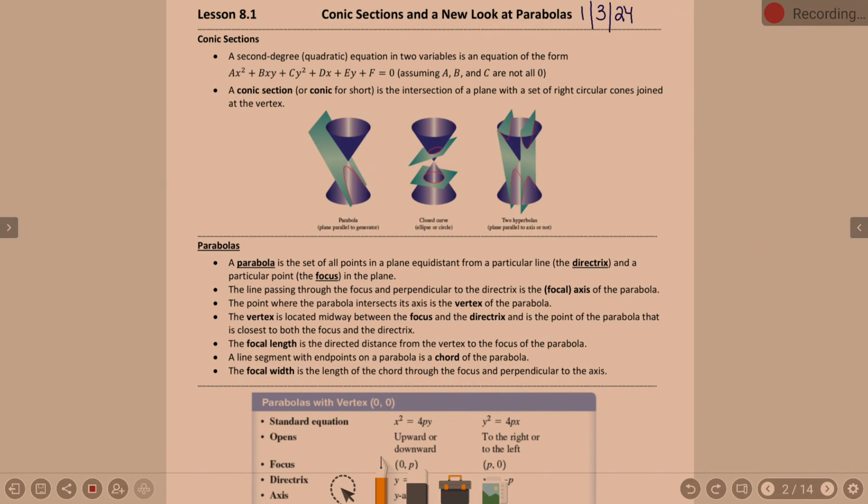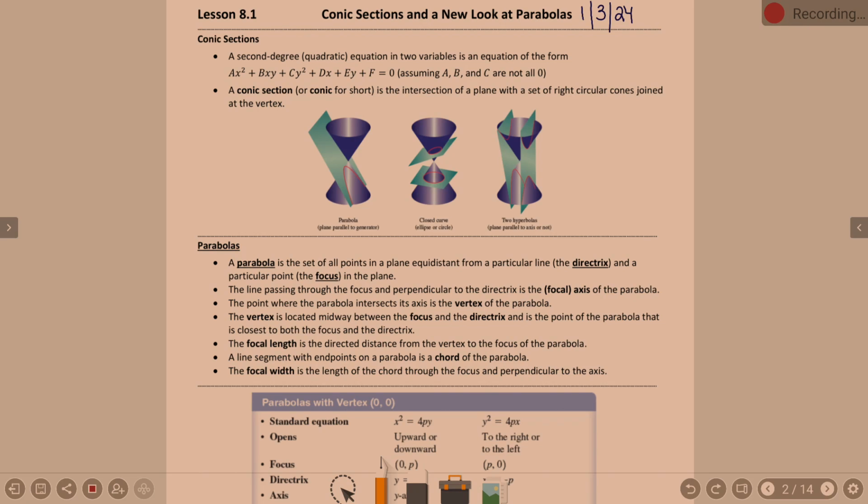As we look at Lesson 8.1, it's conic sections and a new look at parabolas. A new look at parabolas because you guys know the basics about parabolas, but we're going to go a lot more in depth with parabolas. But before we get to that, we're going to talk about where these parabolas that we're talking about today fit.